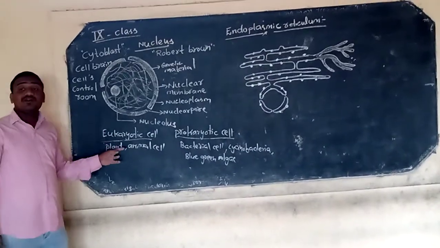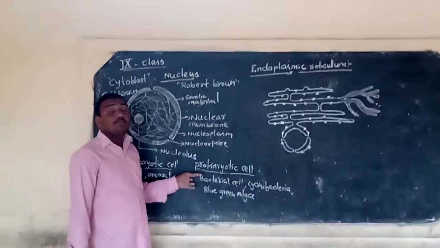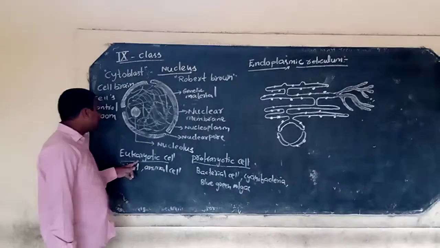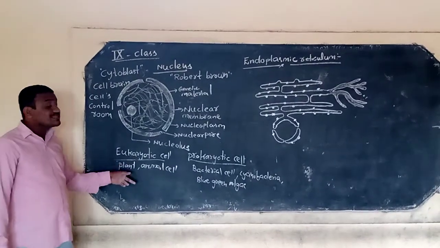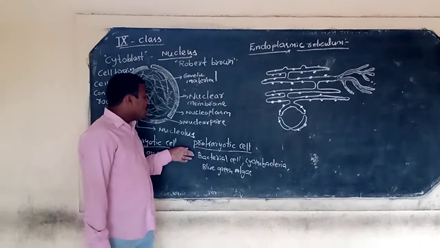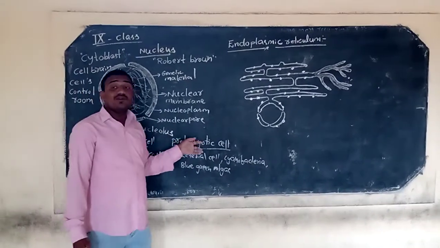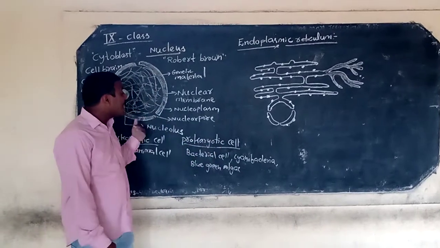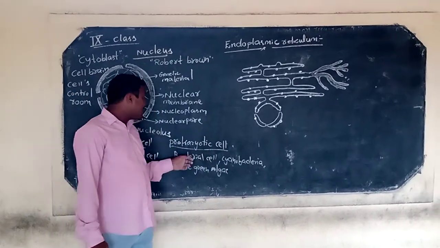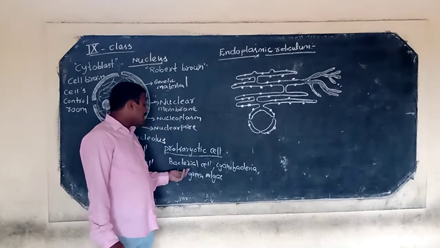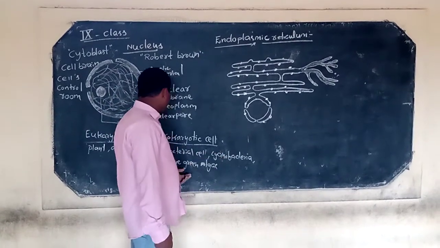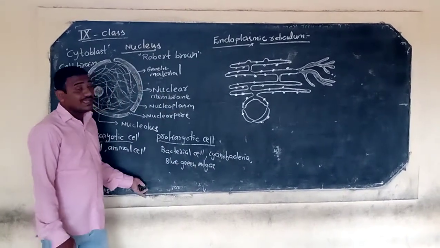Okay, the cells which have nucleus that are bounded by the nuclear membrane are called as eukaryotic cell. Example: plant cell and animal cell. Prokaryotic cells, the cells which do not have nucleus or the nucleus is not bounded by the nuclear membrane are called as prokaryotic cell. Example: bacterial cells, cyanobacteria, blue-green algae.